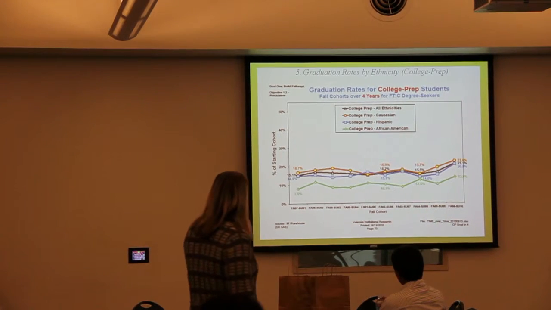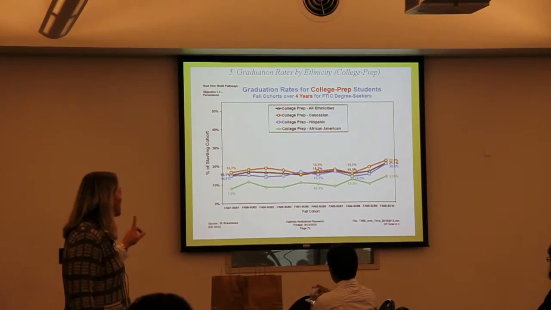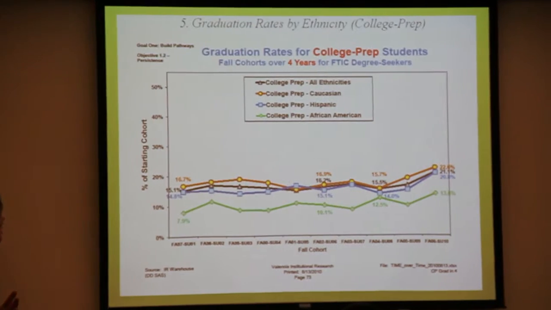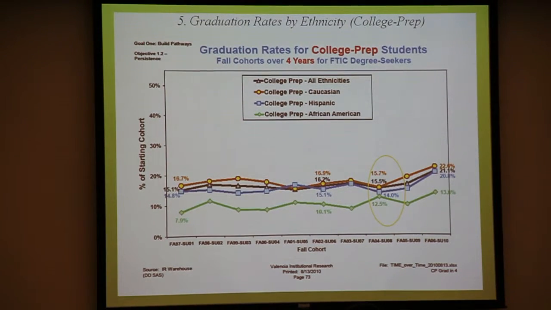Here is our college prep. Remember, I already said they were doing worse. They're still not doing as well as the college ready, but at least we're still looking at the trend lines. I want to point out this is where we were in '04 when we started. It was the data that we collected in terms of college prep and their readiness for degree seeking.